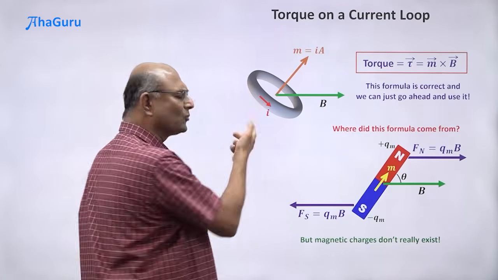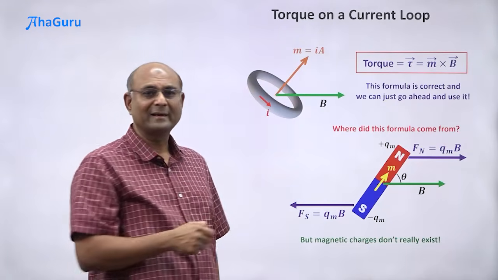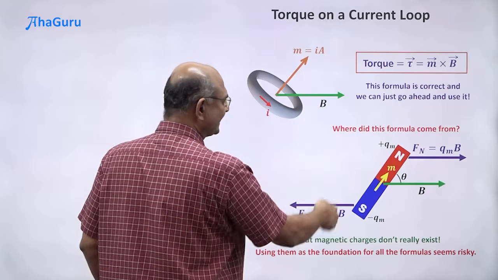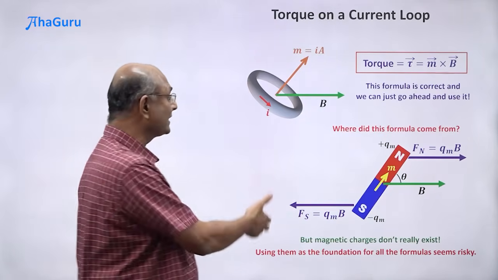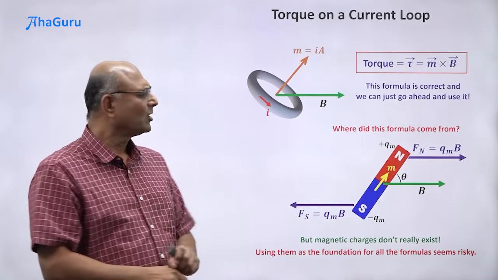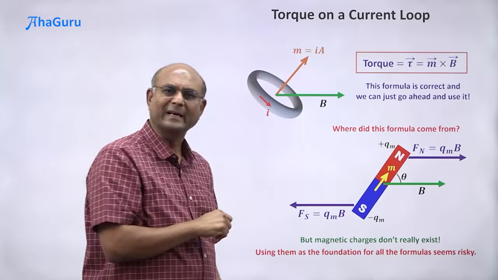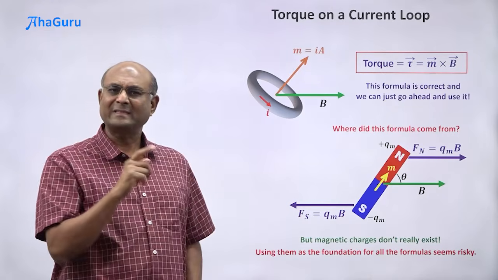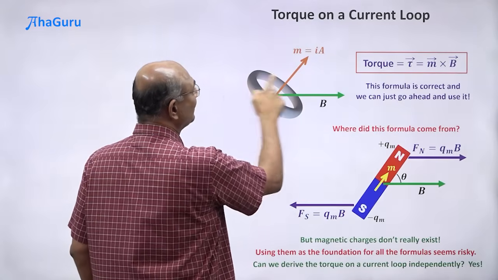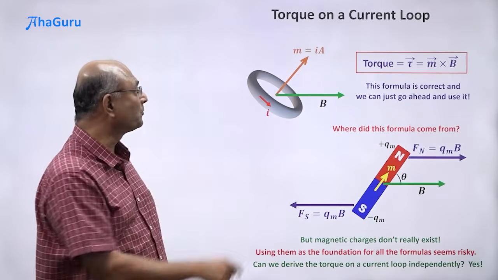Whereas current loops do exist, right? So using this formula here seems a little bit like cheating. It's a bit risky because we are using magnetic charges which don't really exist as the foundation for all the formulas. So that seems like we are taking a lot of risk. What if the formula itself was wrong? Definitely we can't use it here, right? So is there a good independent way to derive the formula for torque on a current loop? Yes, there is. And I'm now going to prove this formula.